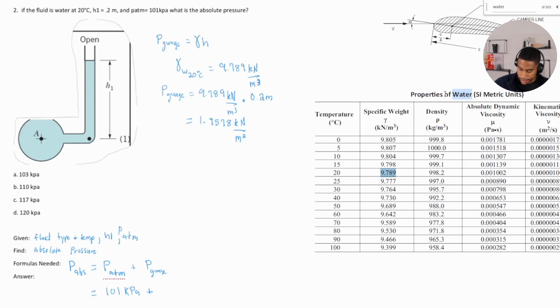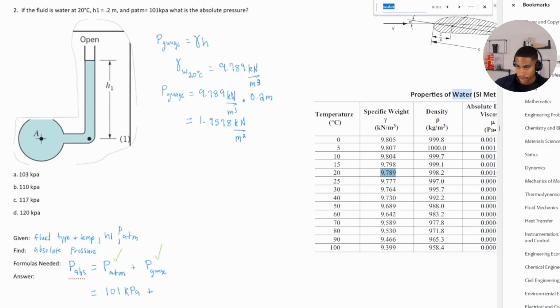Okay. From there, I can plug that into here, right? Into my pressure gauge reading. I have both. But what are my units? So I got 101 kilopascals plus kilonewton over a meter squared. So I need to get this in the same units to be able to add these up. So what is 1 Pascal? Let's go to our unit conversions.